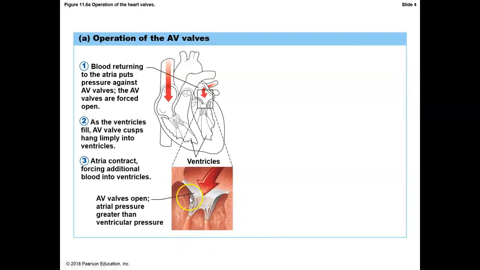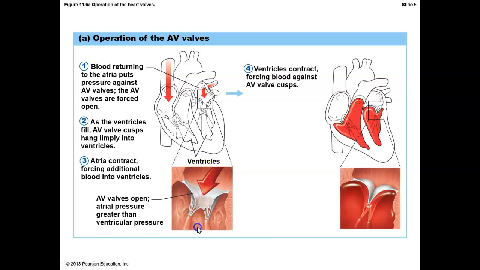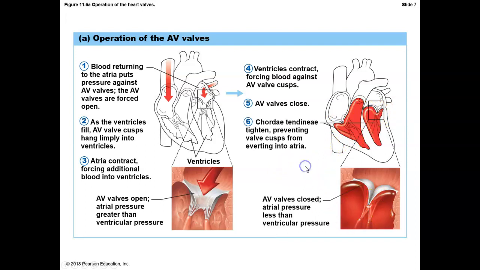So blood starts moving into the ventricles slowly, but then the atria contract, pushing more blood into the ventricles, which then stimulates the ventricles to contract, which pushes the AV valves closed. The AV valves close, and now we have extra pressure inside the ventricles.